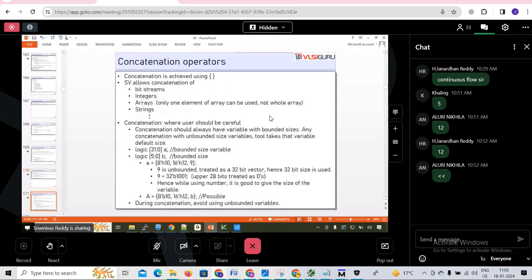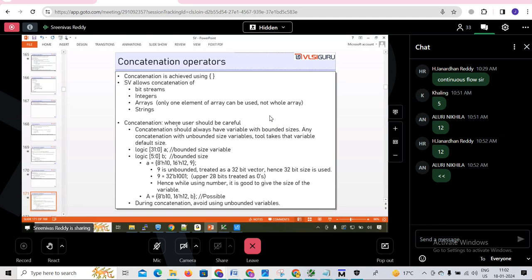Next, we'll go to the next type of operator, that is the concatenation operator. You know that, right? From Verilog. How do you achieve concatenation using flower bracket? SystemVerilog allows concatenation of bit streams, integers, arrays. Only one thing is, only one element of an array can be used, not the whole array. You cannot concatenate an entire array. And you can even concatenate strings.